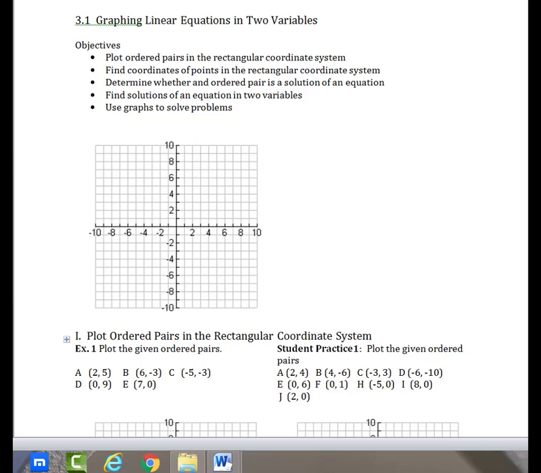Right, in this video we're going to look at basically an introduction to graphing linear equations that have two variables. And the first thing we want to talk about is what a rectangular coordinate system is.